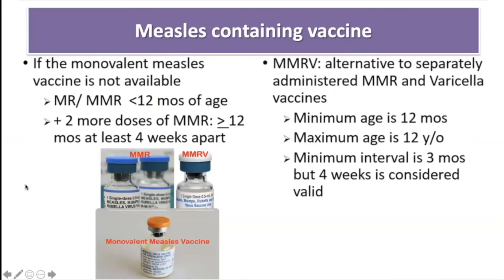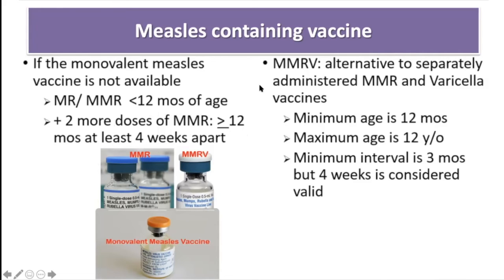If monovalent measles vaccine is not available, as you can see, your measles vaccine can come in the form of monovalent measles vaccine or combination vaccines, your measles, mumps, rubella, or your measles, mumps, rubella, varicella vaccine. So if you don't have your monovalent measles vaccine, you can give your MR or your MMR vaccine for those patients less than 12 months of age, with an additional 2 more doses of MMR for children 12 months or more, at least 4 weeks apart.